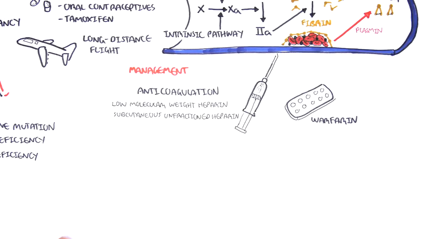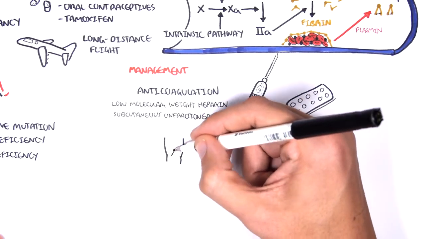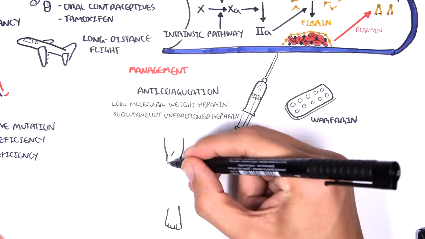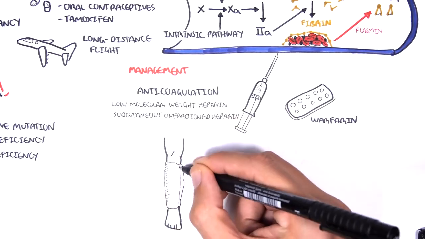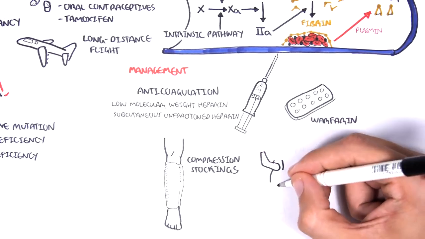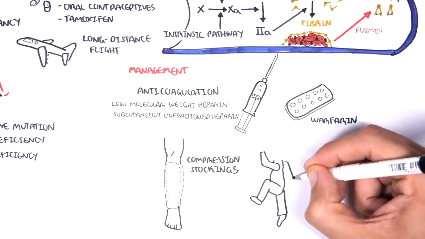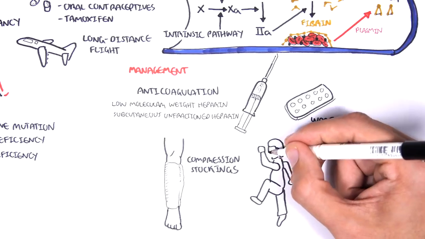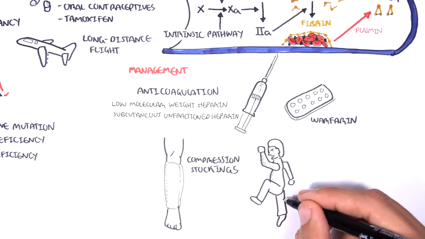Another important management is actually prophylaxis, preventing PE from occurring. And this is especially important for patients who are undergoing surgery. And these prophylaxis interventions include compression stockings, as well as physical activity for the people that sit down a lot to keep the blood flowing.